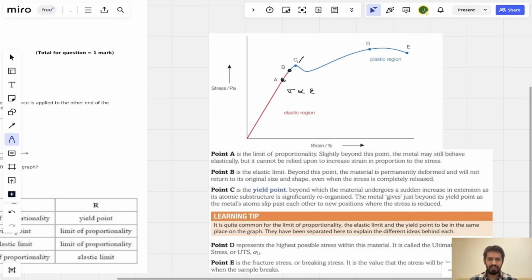Point C is called the yield point. So you can also read it here. Beyond this point C, even a small amount of stress can produce a sudden extension in the material, and of course, it will be permanently deformed.